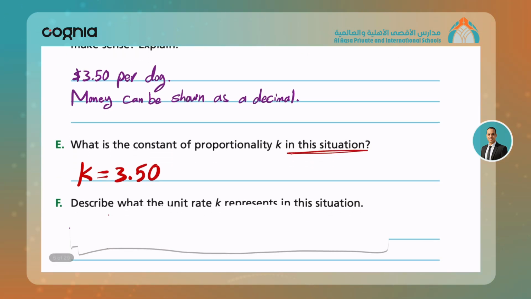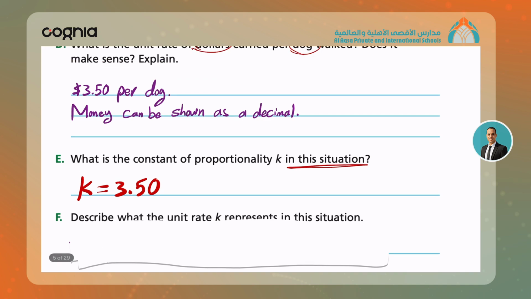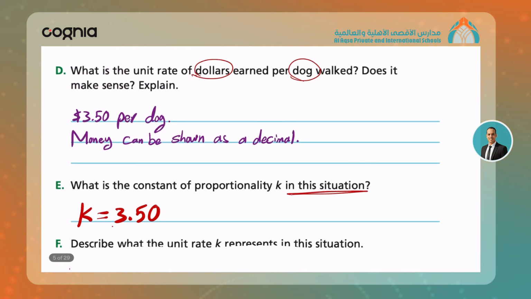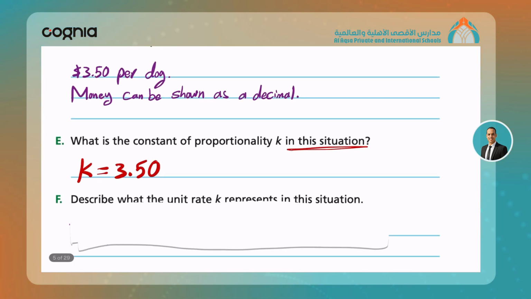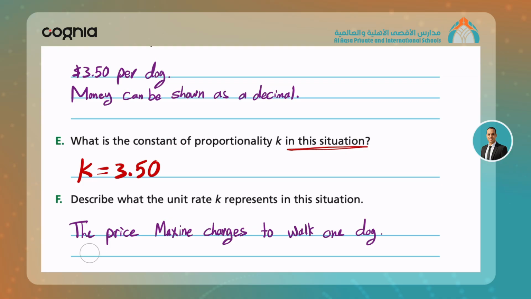Okay, F, describe what the unit rate K represents in this situation. So that 3.50, it represents what? It's the money we get when we divide the amount by the number of dogs. It means that is the cost for one dog. So this is the money Maxine gets when she walks one dog. So we can say that that is the price Maxine charges to walk one dog.